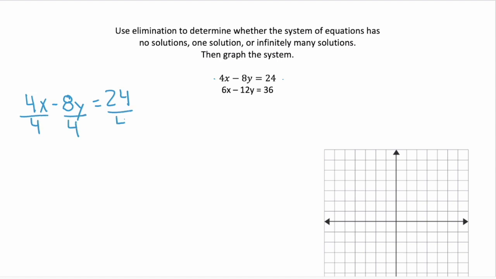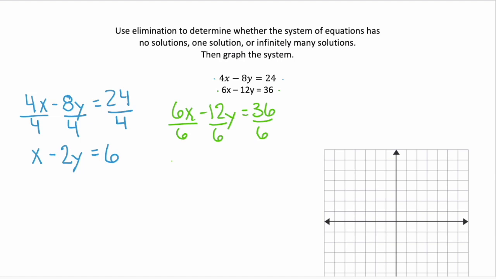Because as long as we do the operation to all parts, it maintains its values. So we have x minus 2y equals 6. Now, look at the second equation. We have 6, -12, and 36. With that one, they have 6 in common. So what happens if we divide everything by 6? Well, we get x minus 2y equals 6.